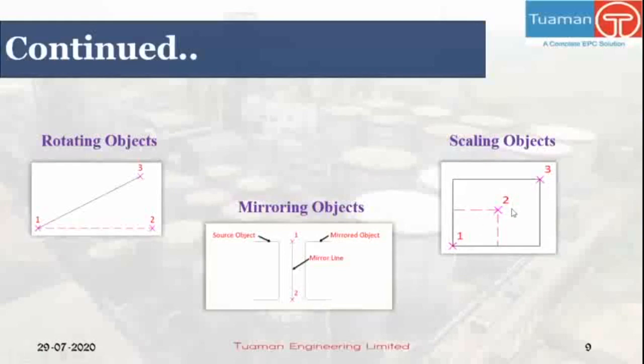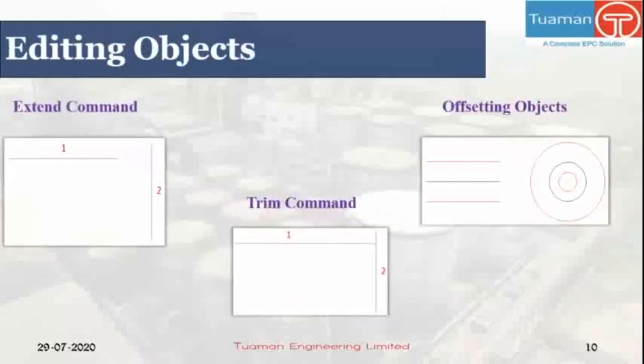Next is the scaling object. The scale command is one of the commands that can help us modify an existing object by changing its size uniformly. We can make objects uniformly smaller or bigger by applying the scale command. The command can be applied to a single object or an entire drawing. This command can be accessed by typing capital SC.